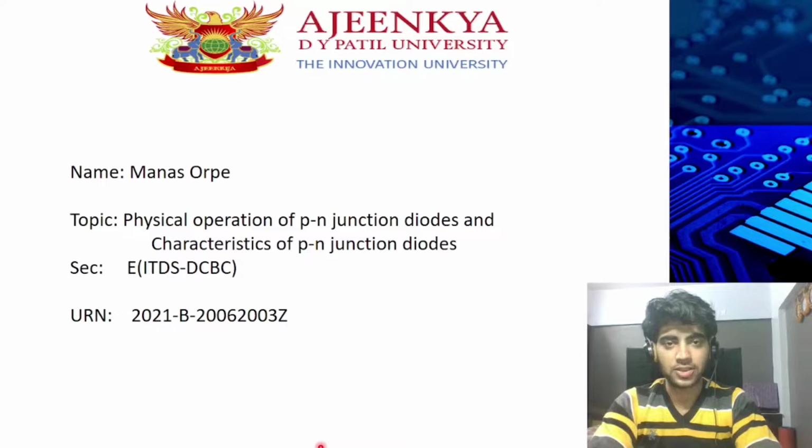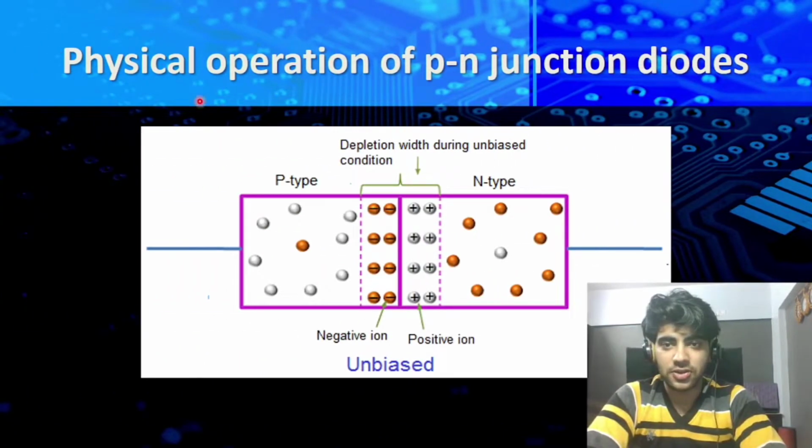Today I'm going to explain the physical operation of the PN junction diode, as well as the classification of PN junction diodes. First of all, we are going to see the physical operation of PN junction diodes. Now, this particular image shows the case of an unbiased diode, as there is no flow of any current and neither is there attachment of any battery.